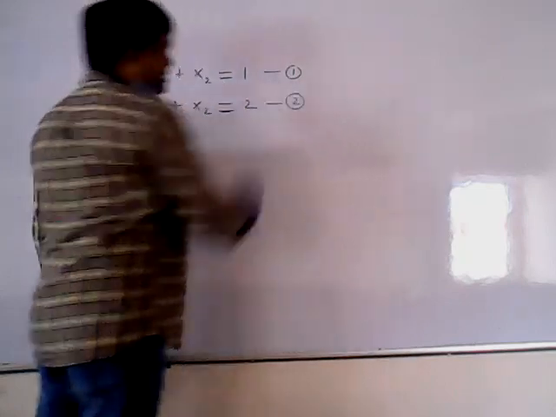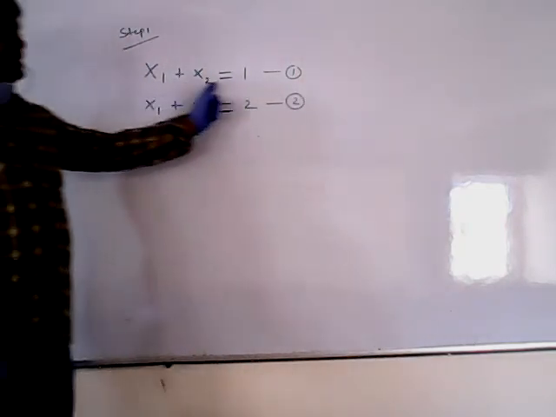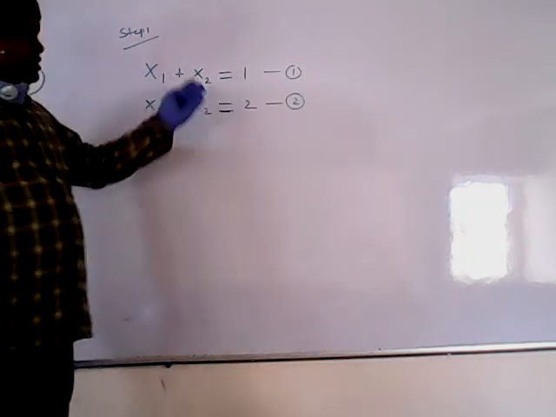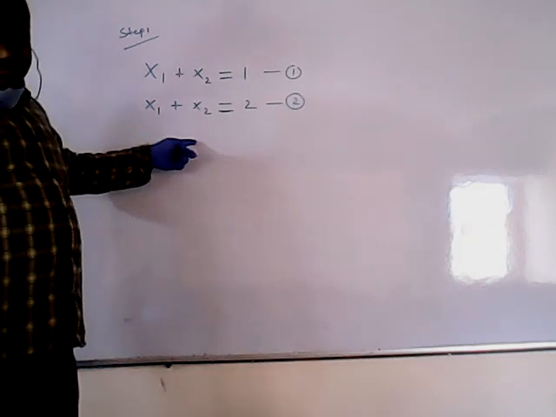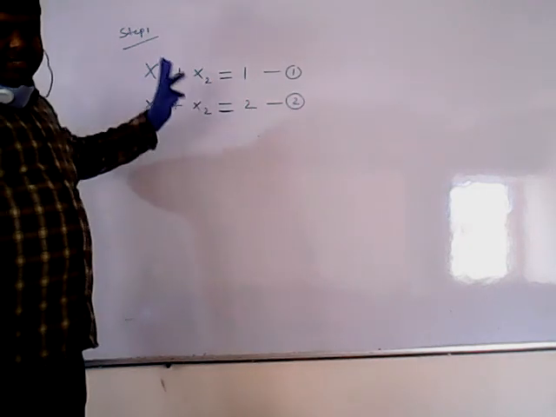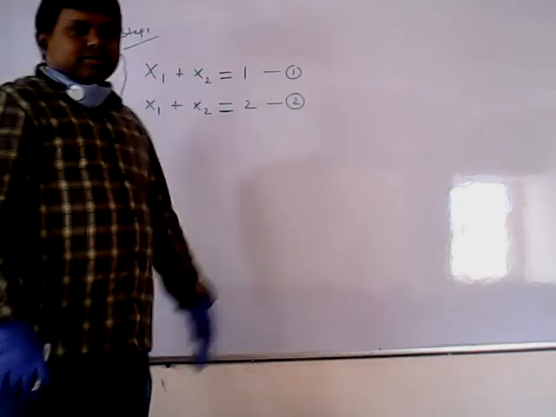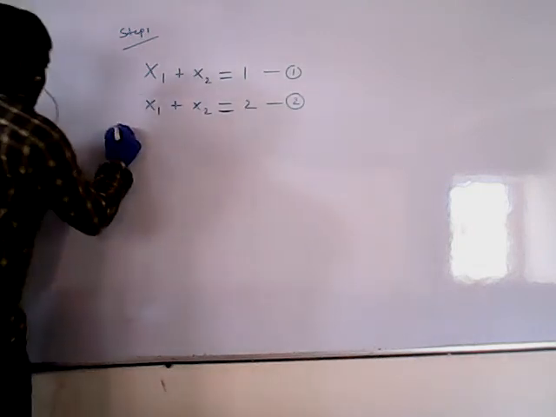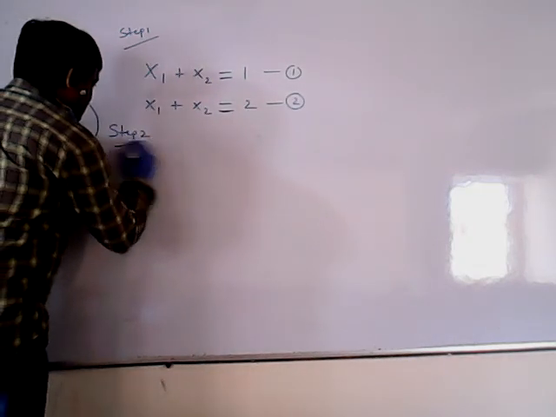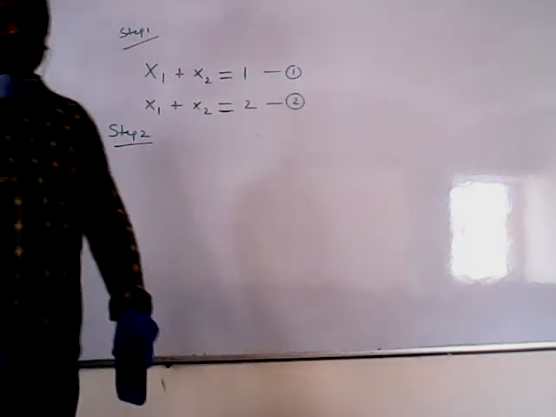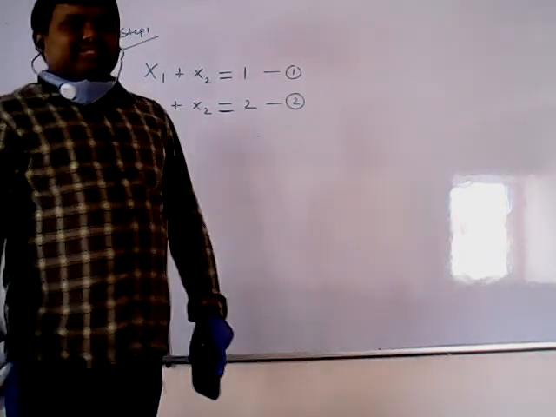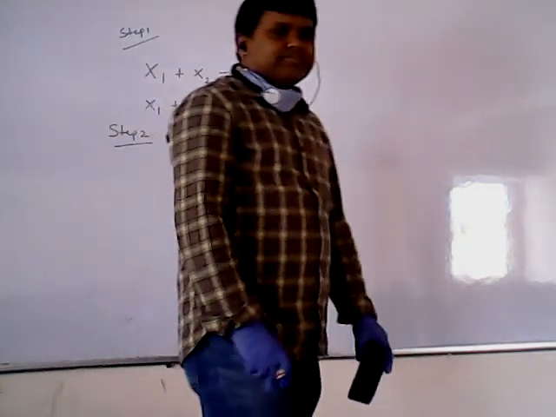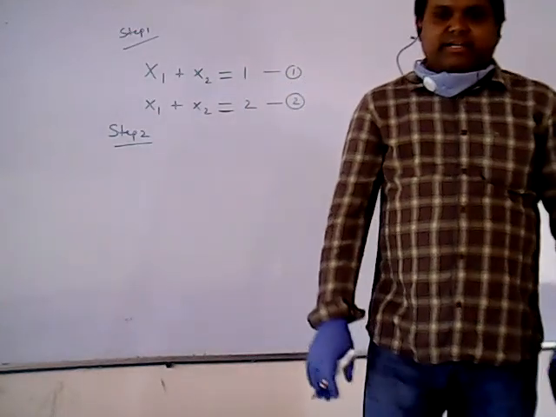Then we get x1 plus x2 equal to 1 and x1 plus x2 equal to 2. Next, you have to plot these equations on the graph, by identifying the points first. Step number 2: plot each equation on the graph, as each one will geometrically represent a straight line.